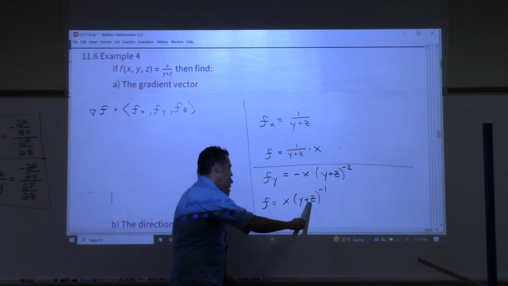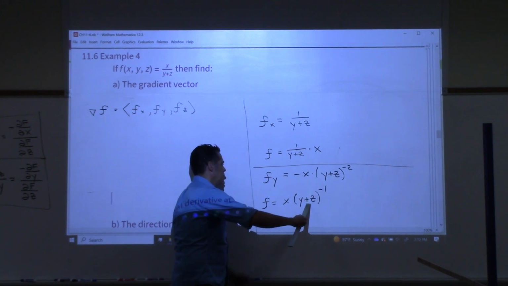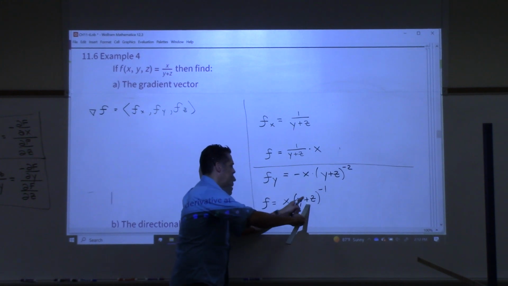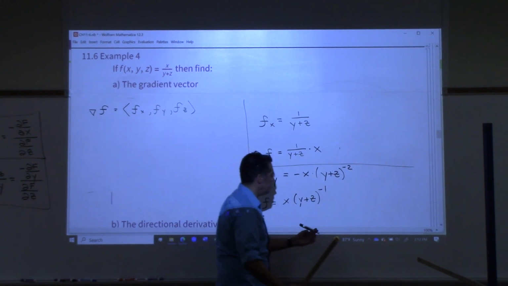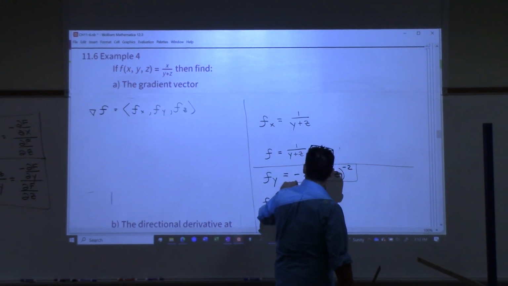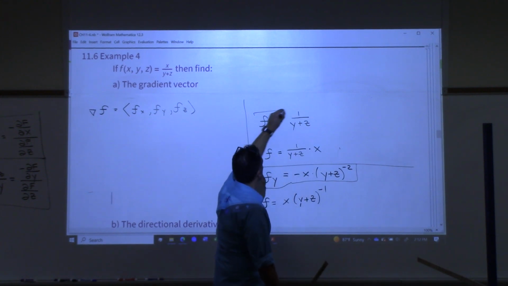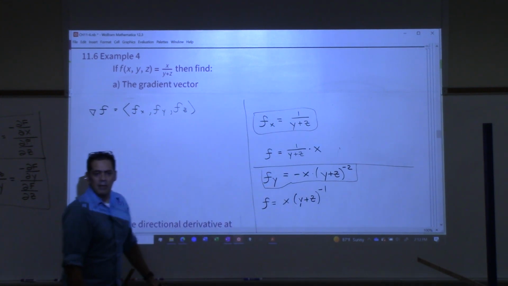And then I take the derivative inside with respect to y. What's the derivative of this with respect to y? 1. Just 1, right? Derivative of y is 1, derivative of z is 0, because z is a constant. So that's our derivative, right? That's it right there. We have 2 of them. Any questions?